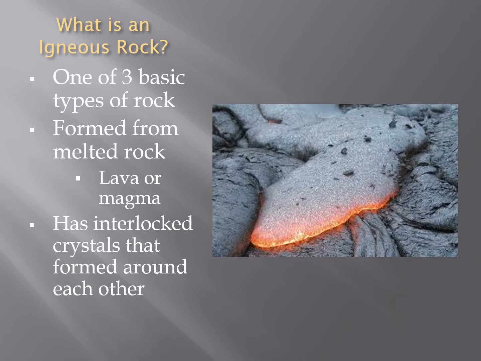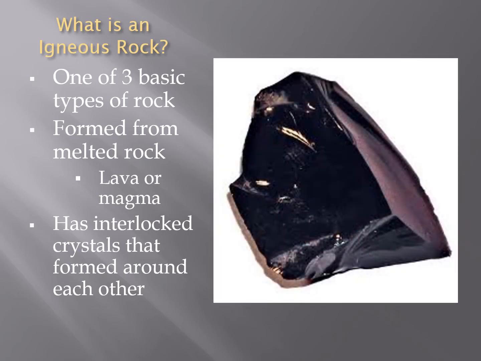So lava, once again, is when we have molten material above ground, and magma is when we have molten material below ground. And when this cools, we form igneous rocks, and we have an example here of obsidian, which is a volcanic glass. Depending on where that molten rock is when it cools, it will determine the size of the crystals, or lack of.